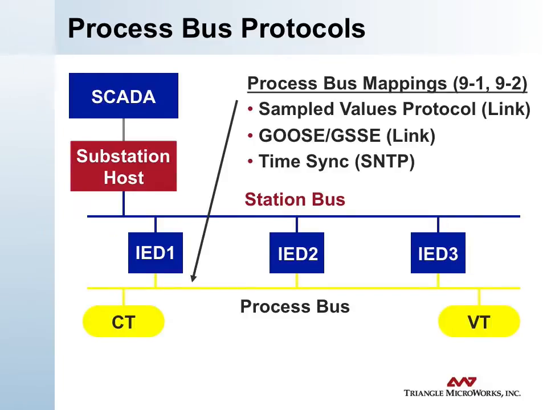Three protocols are also defined for use on the process bus. The sampled values protocol is a specialized link layer protocol for distributing the digital samples across the LAN. GOOSE/GSSE is again the same link layer protocol used on the station bus for substation events, and time sync can also be used on the process bus as well. These definitions all occur in document 61850 Part 9-2.